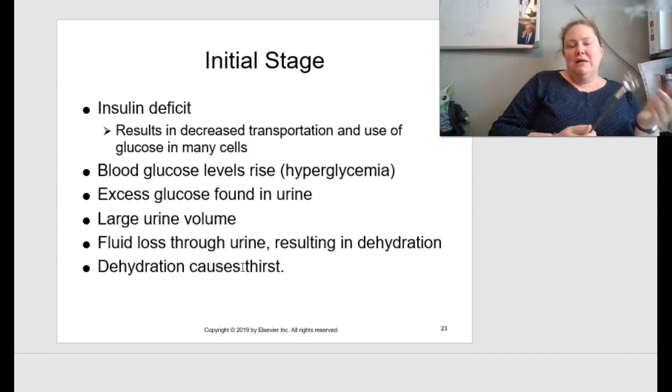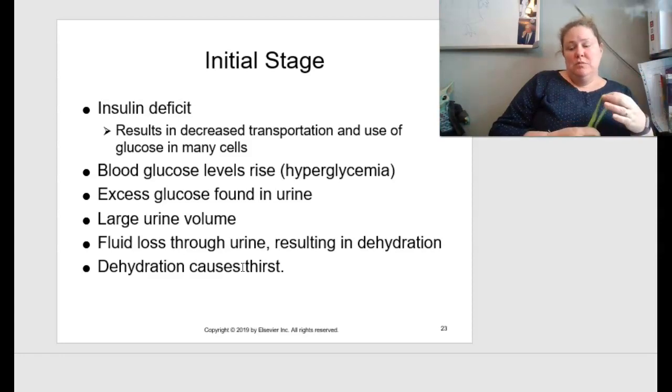And then you can also have excess glucose that's found in the urine. A lot of times, if you have a diabetic, you can smell it on either their breath or you can smell it in the urine, right? Because you're going to be having extra sugar in the urine, and therefore you'll be able to smell it.